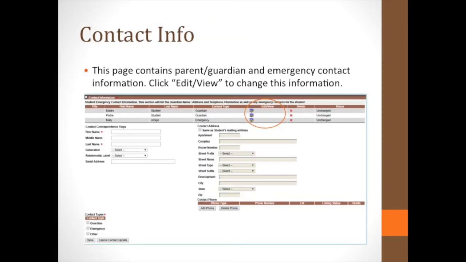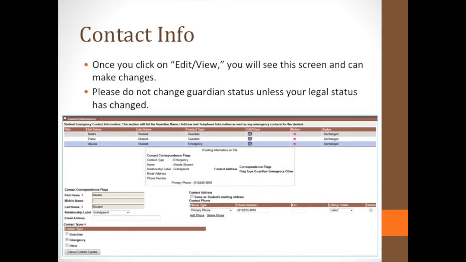Next, we move on to the Contact Info tab. To make changes, select the Edit/View icon next to the contact you would like to edit. This screen will appear after you have clicked on Edit/View. You may make changes to phone numbers and email addresses for emergency contacts here, or add or delete emergency contacts.